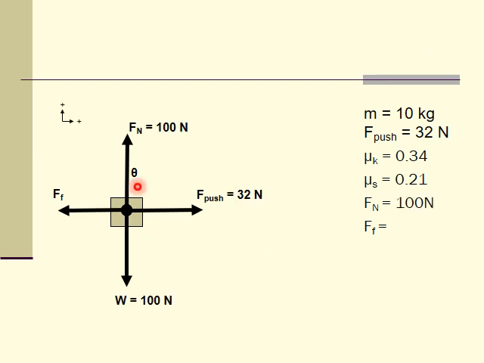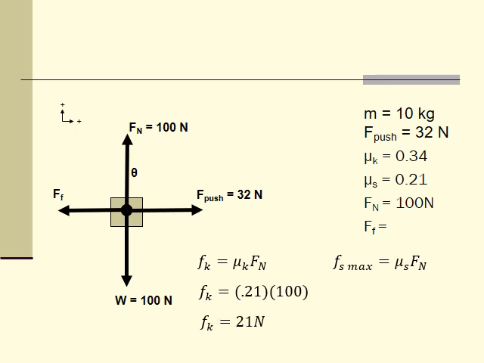Okay, so I know the normal force up is 100 newtons, the weight down is 100 newtons, my push force is 32 newtons. Now I'm putting the forces on the free body diagram because sometimes that makes what's going on a little bit clearer. All right, so I'm going to calculate both the kinetic frictional force and the maximum static frictional force and see what we can conclude from this. Now that I know the normal force, I just need to plug and chug. So kinetic friction turns out to be 21 newtons. The maximum static friction turns out to be 34 newtons.